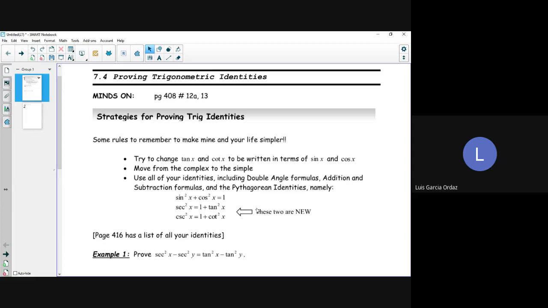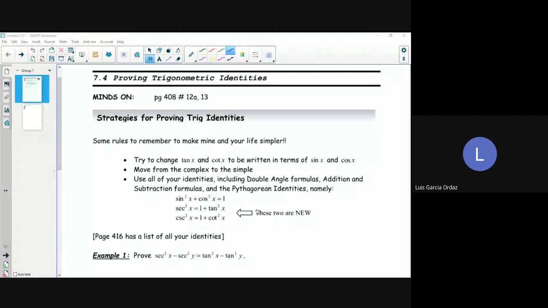So last year you guys learned the basic trig identities, which were tan of x is equal to sine over cosine. Cotangent is equal to cos over sine. You have your reciprocal identities, which is cosecant is equal to 1 over sine x. So I'm just going to write these down from what you learned from last year. So this is from grade 11. So tan is equal to sine over cos. Cotangent is equal to cos x over sine x.